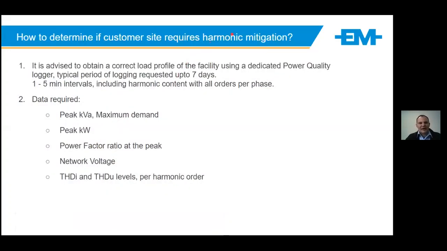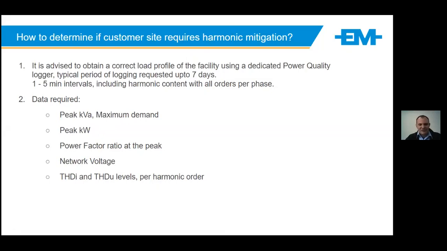So again, how do we determine if a customer site needs some form of harmonic mitigation? It is advised, again, to obtain a correct load profile of the facility using a dedicated power quality logger. 7 days, minimum 1 to 5 minutes, including all the harmonic orders. So as we saw on the previous slides, from the beginning to the end, across those 50, you want to see that profile, all right?